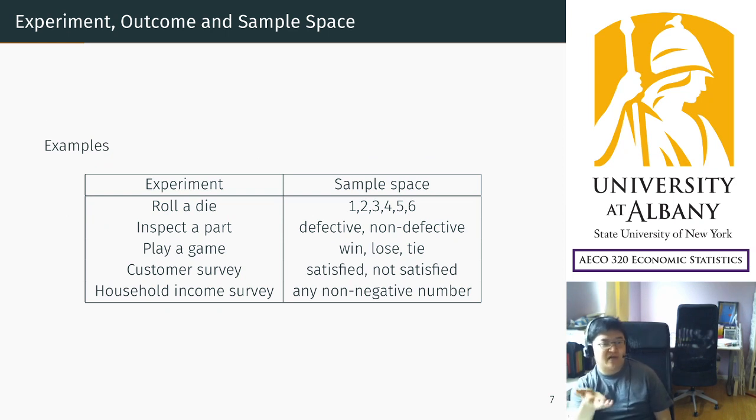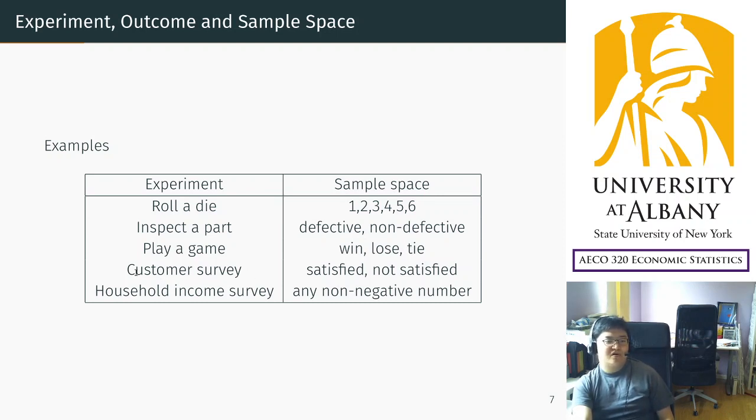And in other typical examples, when you roll a dice, excuse me, it's a typo. When you roll a dice, you have six outcomes, and the sample space consists of six numbers: 1, 2, 3, 4, 5, 6. And when you inspect a part, the outcome is either defective or non-defective. So then the sample space is just two outcomes.